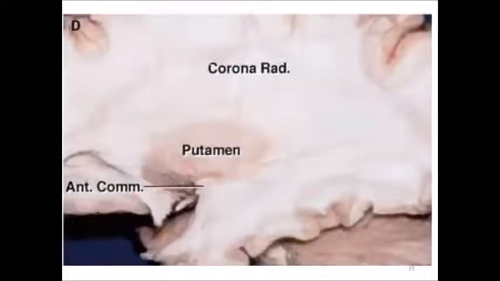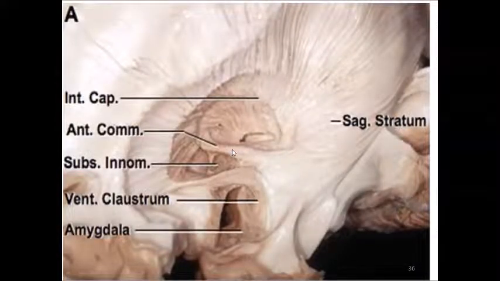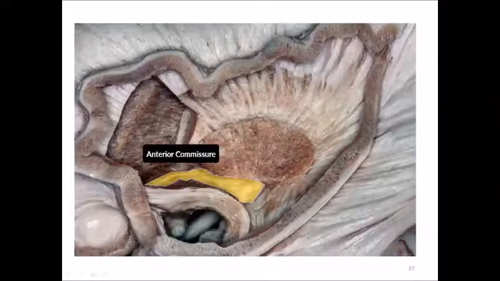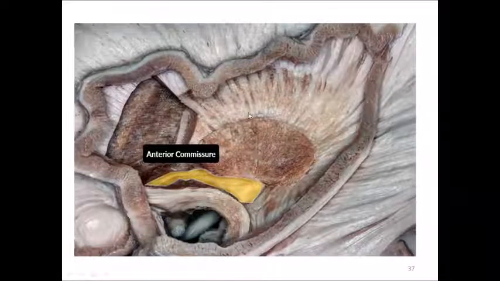Here we can see the dissection has been done, the putamen is exposed, and below the putamen this is the anterior commissure. And in the next picture, which is much clearer, we can appreciate the handlebar shape of the anterior commissure. This is another schematic representation and a zoomed view of the anterior commissure. Other structures are the globus pallidus, head of the caudate, and cingulum.